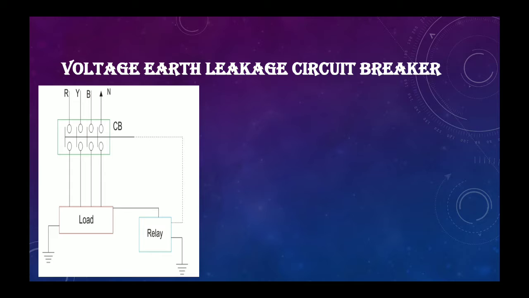So here you can see the circuit diagram of the voltage earth leakage circuit breaker. It is a three-phase four-wire system, that is the red, yellow, blue lines, and that is the neutral, and that is the circuit breaker. That is the plunger, that means the moving contact, and these are the fixed contacts, and it is connected with the load, and the load is earthed, and that is the relay which is connected to the moving contact, and the relay is also earthed.